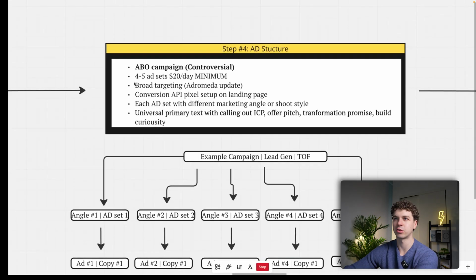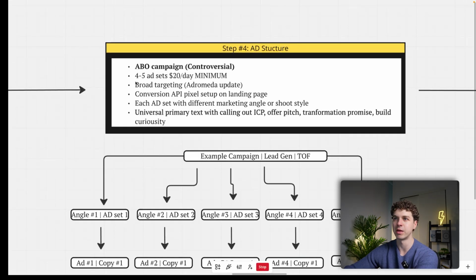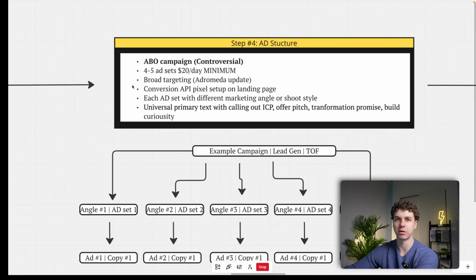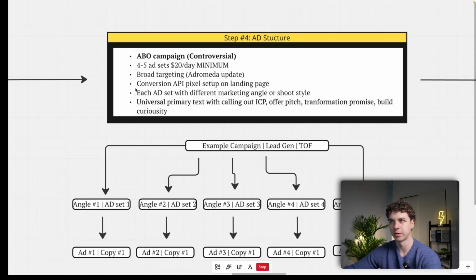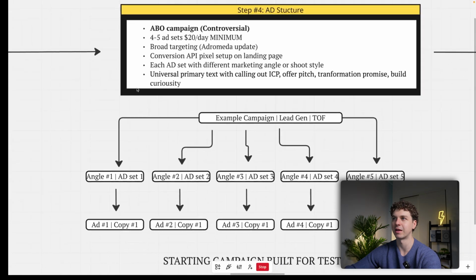Now the structure after that should be 4 to 5 ad sets at $20 a day minimum. You should have broad targeting, not any targeting, no interest, nothing like that. Just set it super broad, and that's due to the Andromeda update, where essentially it's taking all the context you're giving in your ads, the primary text, the creative itself, and it's using that to target the right people. So you don't want to manually override it by doing interest targeting. For tracking, you want to make sure that conversion API is set up on the landing page. So you don't want to use a normal Meta pixel, you want to use conversion API. There are some other better ways to track conversions, but this is the way that's still accurate. It's not always going to be 100% accurate, but it's still accurate enough to be able to get the data and to perform well.